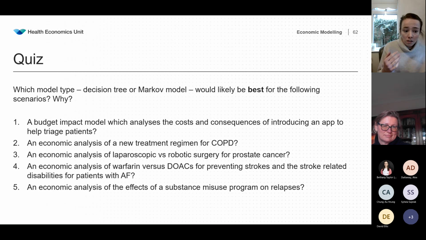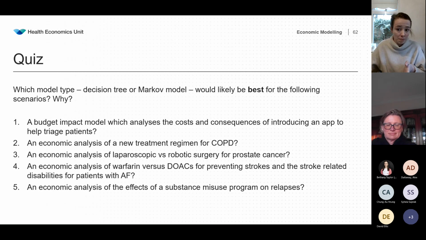For number 2, I chose a Markov model because I was thinking of the relative stages of COPD and that you might progress from certain stages to another. COPD is also a chronic condition that occurs over a long period of time. So I might want to think about things like seasonality, like maybe you have more effects during the winter when it's cold than you do during the summer. I might want to use tunnel states to create certain aspects around COPD that I want to investigate.